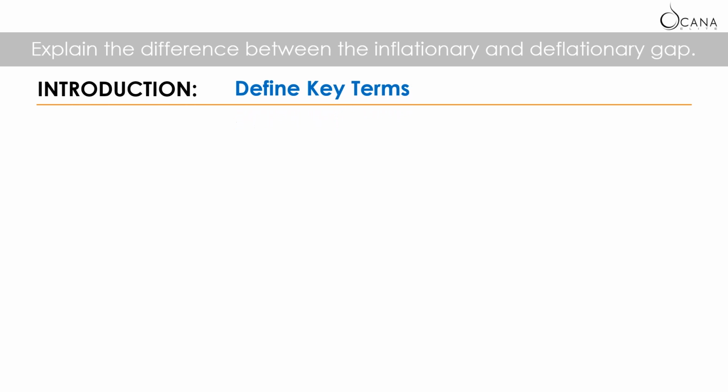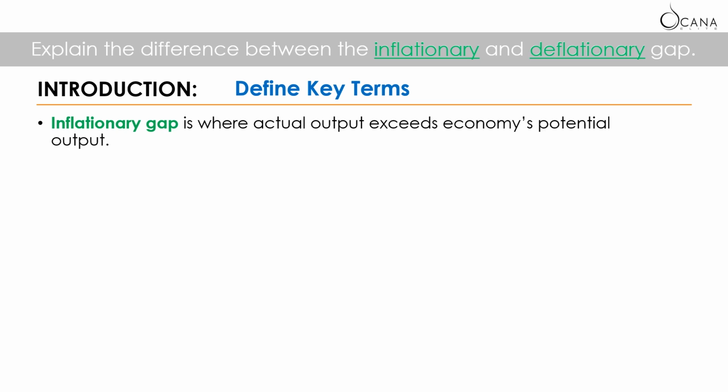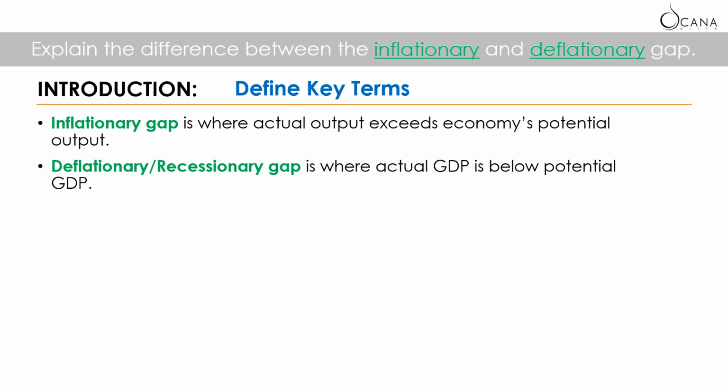So in the introduction, we'll first define the key terms. What do you think are the key terms in this essay? Right? It's inflationary and deflationary gap. So inflationary gap is where the actual output exceeds the economy's potential output, whereas deflationary, or sometimes known as the recessionary gap, is where the actual output is below the potential output.